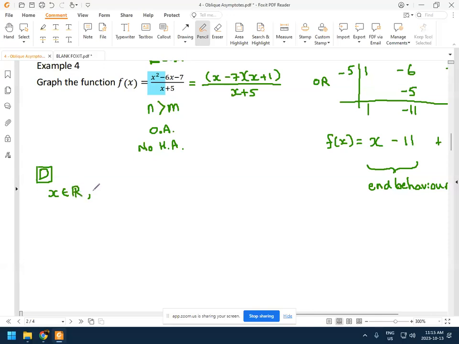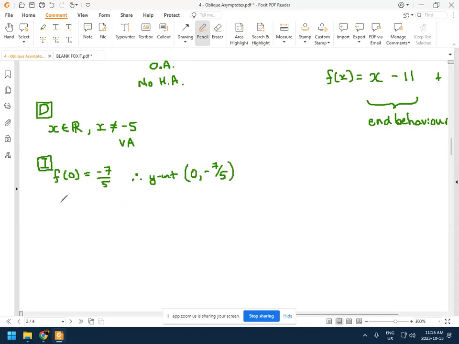X cannot be -5, and that's a vertical asymptote. It is not a hole. Intercepts: if I plug in a 0, I would get a -7 over a 5. So my y-intercept is 0 and -7 over 5, or -1.4, your choice.